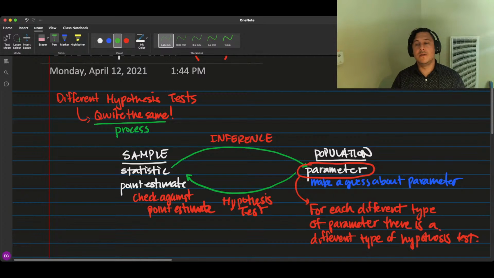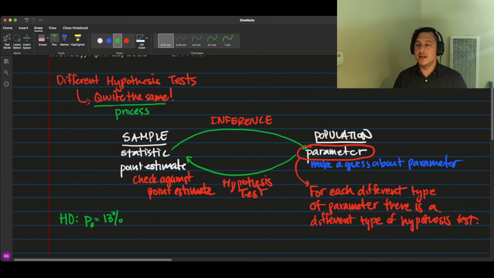So for instance, recently, all of our null hypotheses have been something like, I think the proportion of people who watch hentai is 13%. Or I think the proportion of people who have cheated on their spouse is 13%. Or I think the percentage of wheat in the shipment that's bad is 13%. Okay? So because this is always about a percentage or proportion, we would call this a proportion hypothesis test.